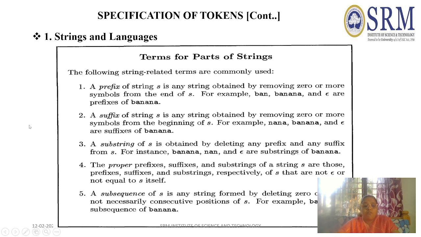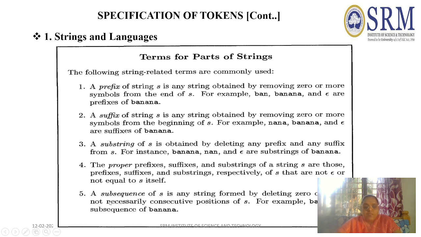Then we are going for proper prefixes, suffixes and substrings. Proper prefixes, suffixes and substrings of a string S are those prefixes, suffixes and substrings respectively of S that are not epsilon or not equal to S itself. So whatever you are generating should not be epsilon and should not generate the same string. Say if I am giving the example as banana, banana itself should not come as an answer. Then it will be called proper prefixes, suffixes and substrings.